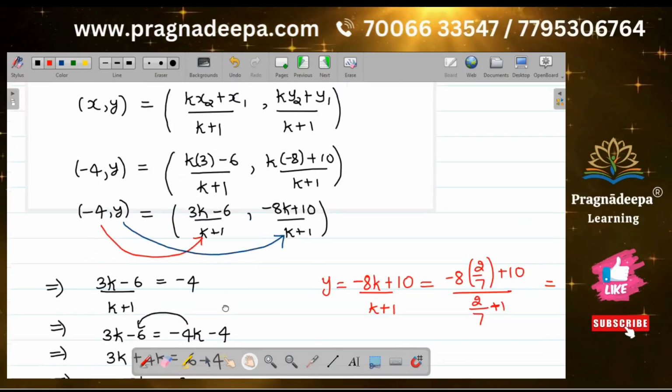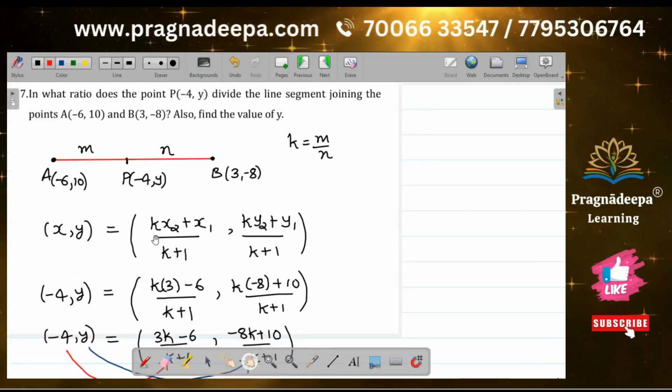Okay, x, y is equal to, this is a very important formula to find the ratios.